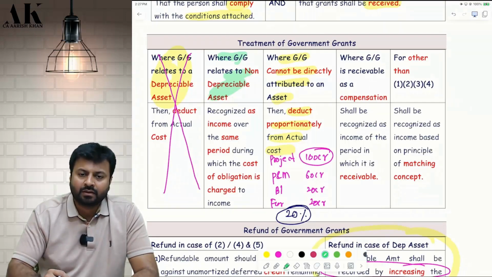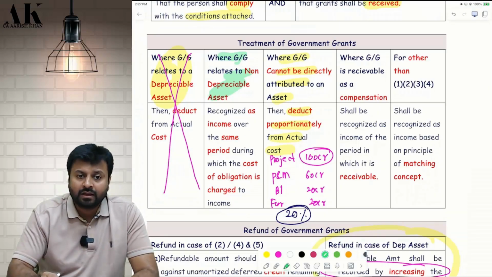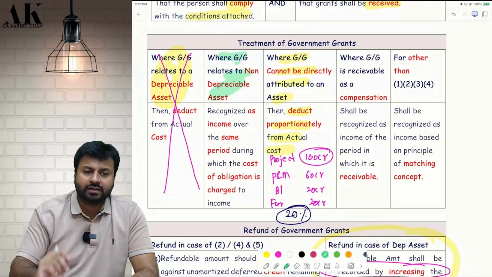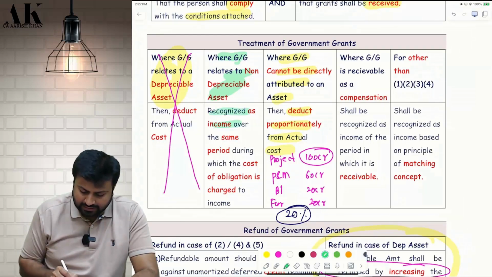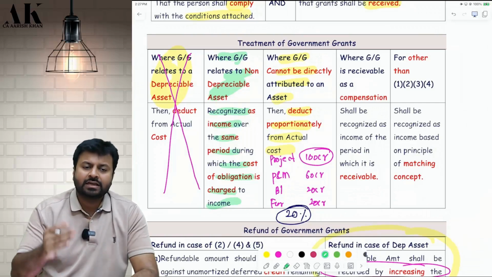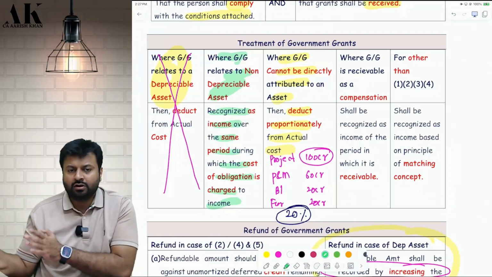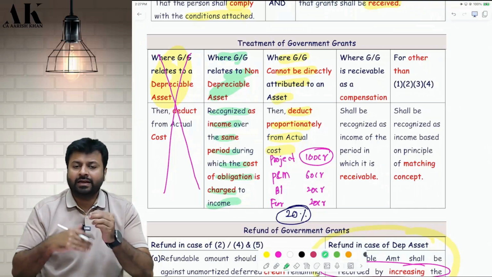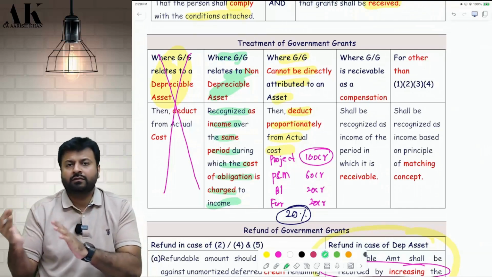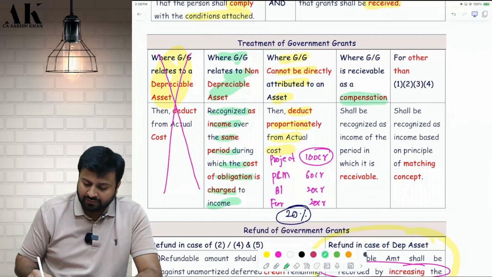Okay. So in that case, the government says that as and when you honor your commitment, as and when you complete your obligation, you will recognize the income. So you will recognize as income over the same period during which the cost of obligation is charged to income. Okay. So as and when you purchase the raw material, you will debit the raw material to P&L. You will also recognize the government grant. As and when you pay the electricity bill, you will debit the electricity bill to P&L. You will also recognize the what? Government grant.